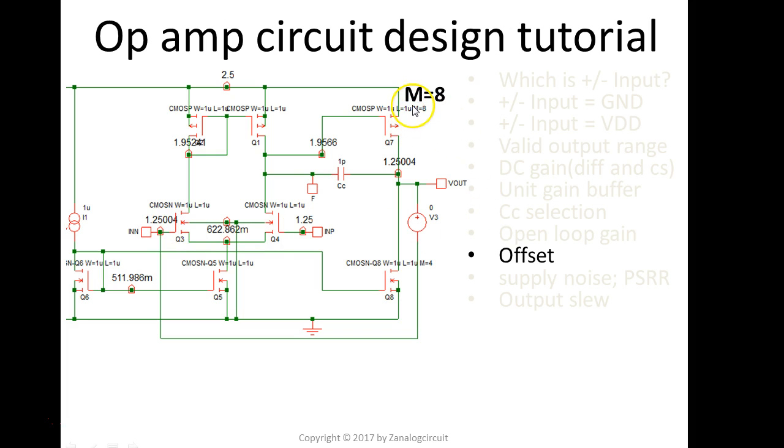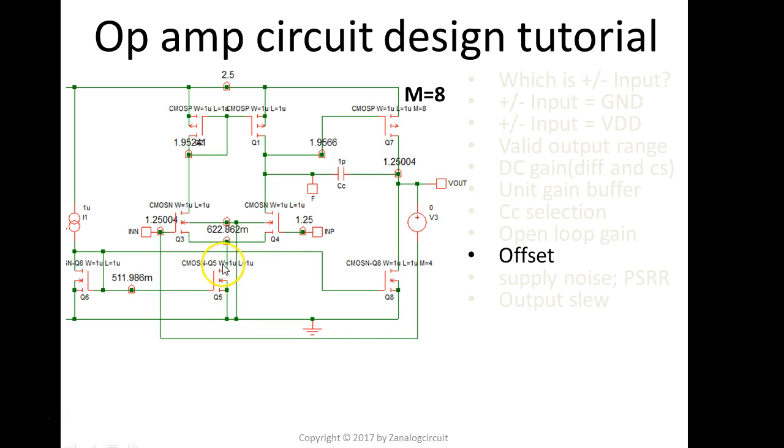But by doing that, we need to have this Q7. The multiplier of this Q7 is equal to 8. Remember in the Razavi book, I was talking about being careful about the sizing of this common source stage. Otherwise, you're going to end up with some systematic offset. Let's take a look at the sizing, and try to see if there's any problem with it.